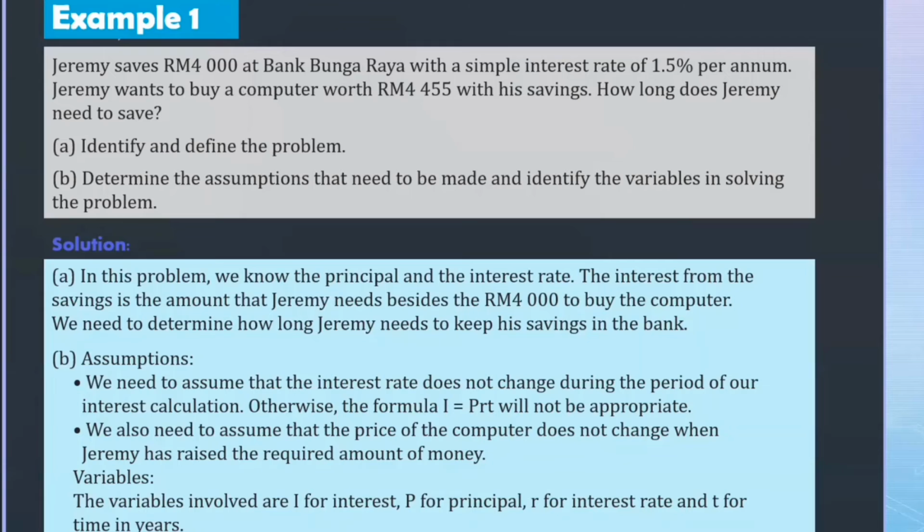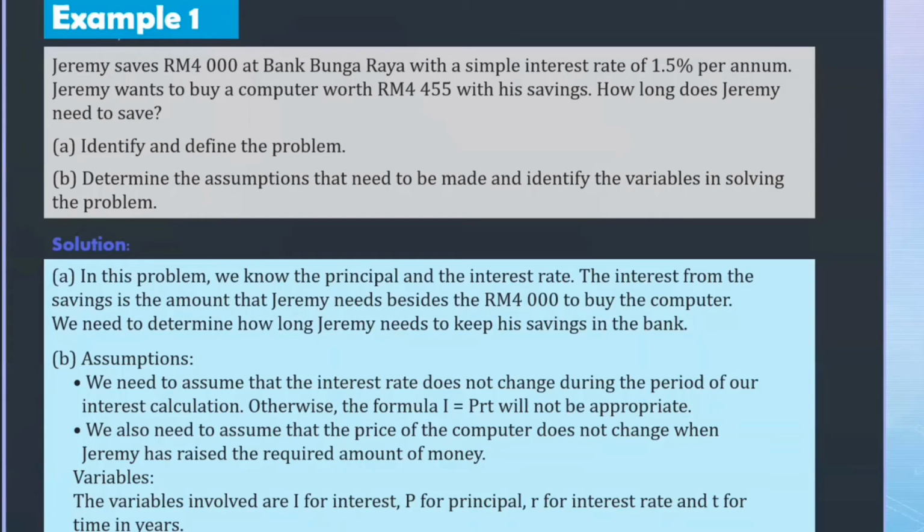Identify and define the problem. In this problem, we know the principal and the interest rate. The interest from the saving is the amount that Jeremy needs beside the 4,000 ringgit to buy the computer. We need to determine how long Jeremy needs to keep his saving in the bank.